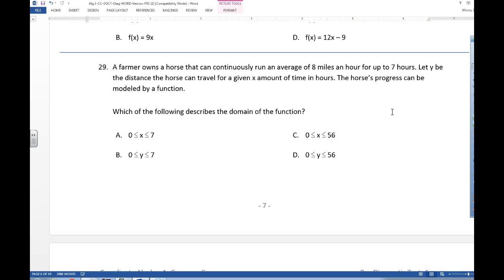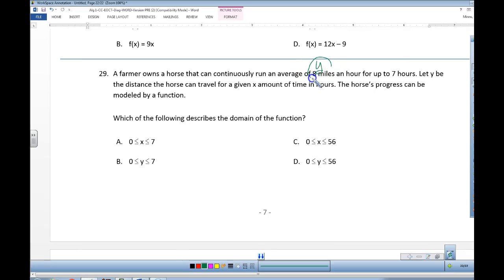Number 29. A farmer owns a horse that can continuously run at an average of 8 miles an hour for up to 7 hours. Let y be the distance the horse can travel. So this would be our y. Distance horse travels, 8 miles an hour. And x be the amount of time in hours. So x is up to 7 hours. The horse's progress can be modeled by a function. Which function describes the domain?